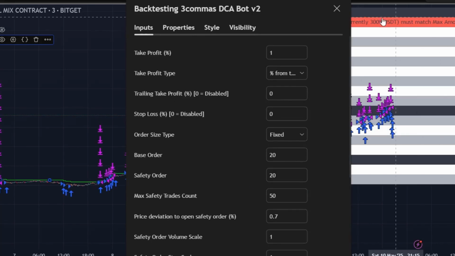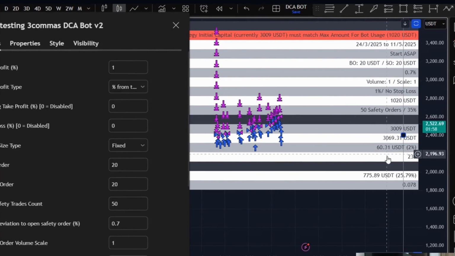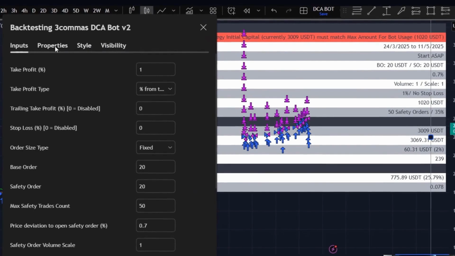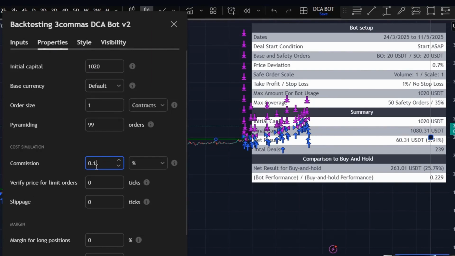And now you see that here we have a red one. In this box, you have a list showing how everything has performed recently. But you can see currently we have $3,009 invested, but it tells me I only need 1,020. In this case, I now know to go to properties here and enter the 1,020. And here I set my commission, which is usually around 0.1% on average in the spot market. I know mine is 0.08% on Bitget.